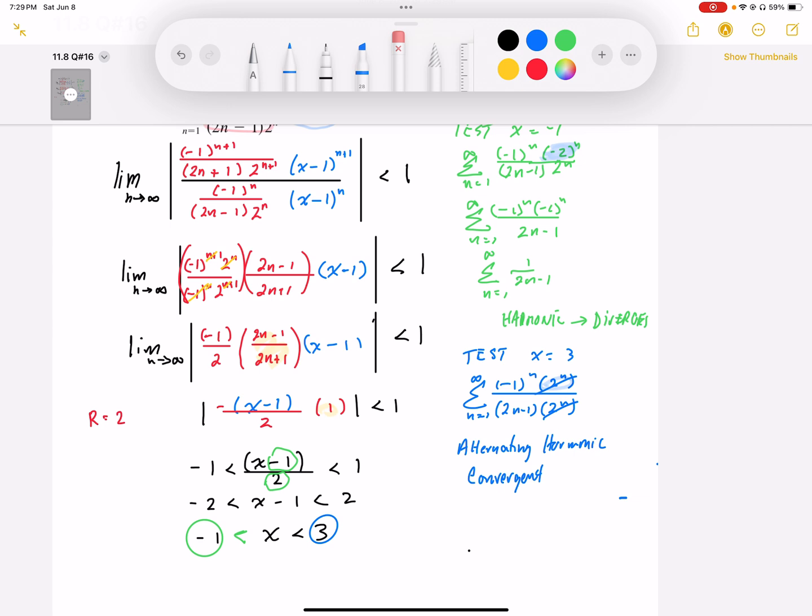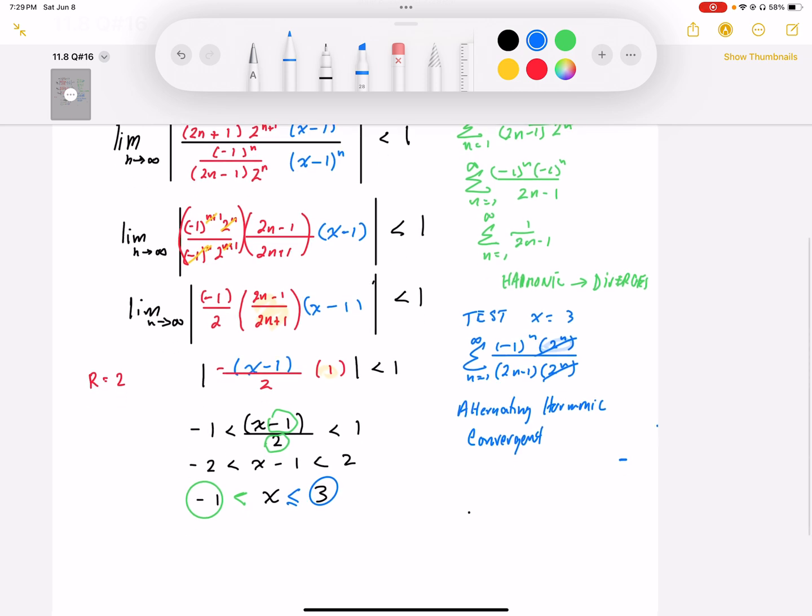So it's going to be less than or equal to 3. My interval is going to look like this: from -1, it's open, and then at +3, that's going to be a closed interval on that end.